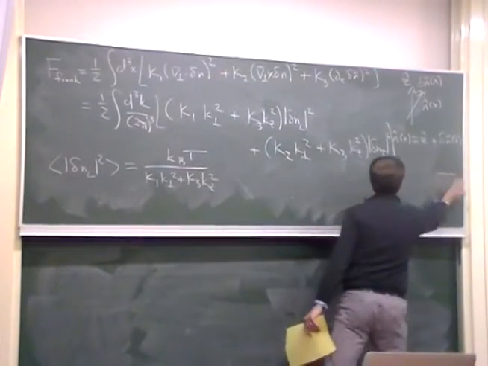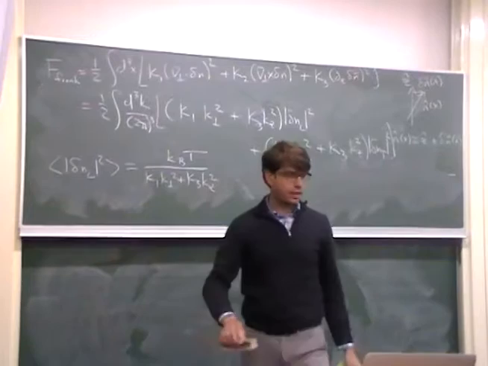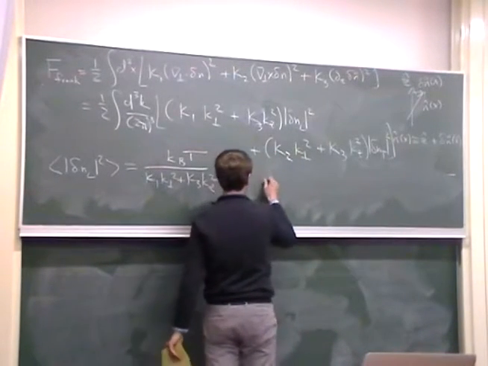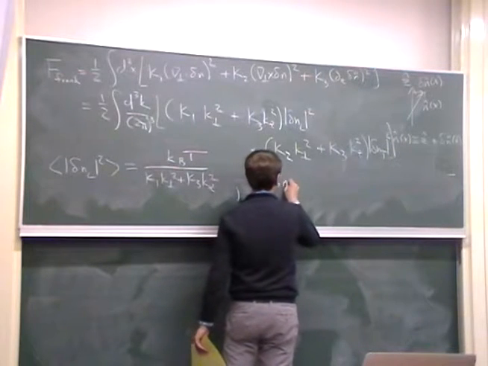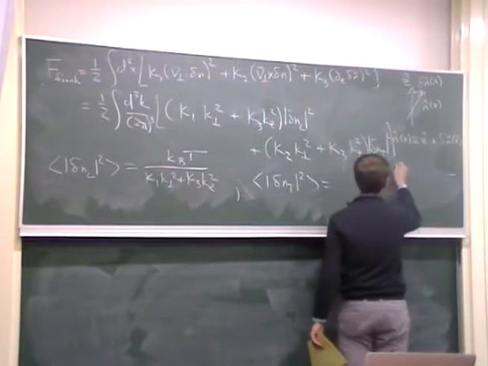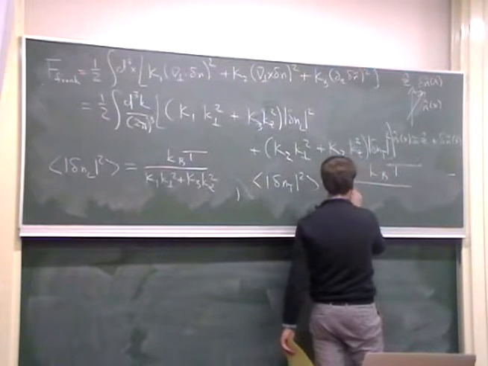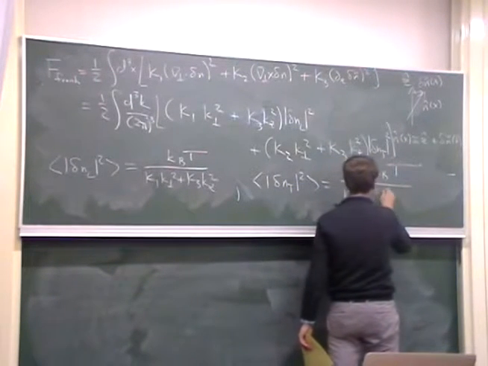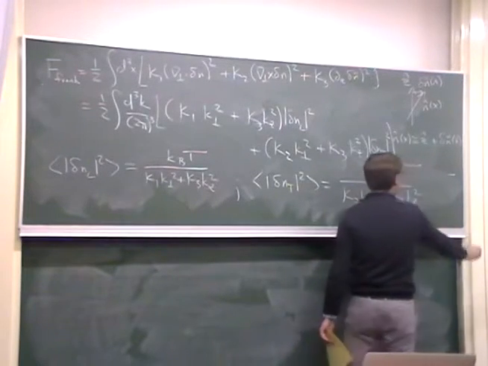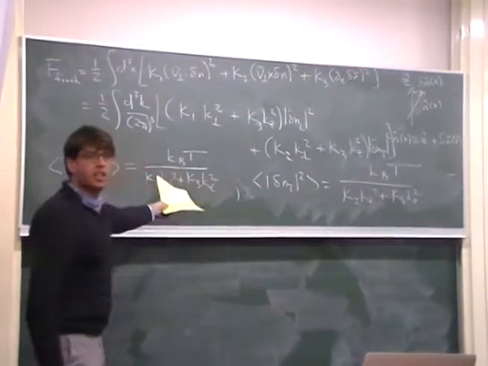Okay, so likewise, the transverse component, which doesn't depend on splay, but only on twist and bend, is kT over K2 k perp squared plus K3 kz squared. That's all the technology we need.